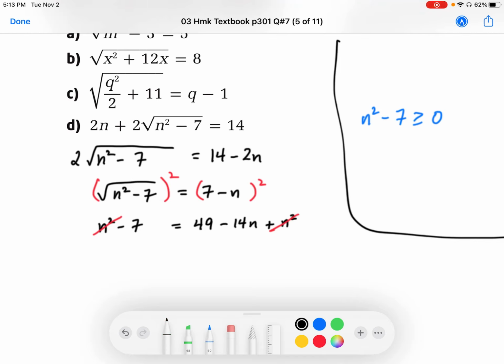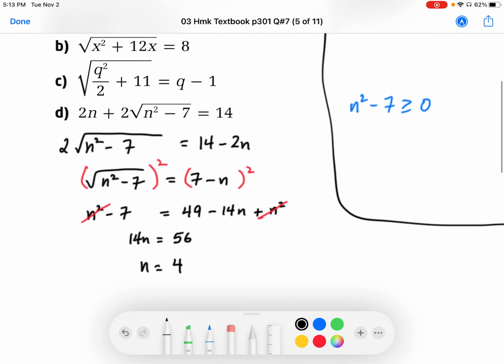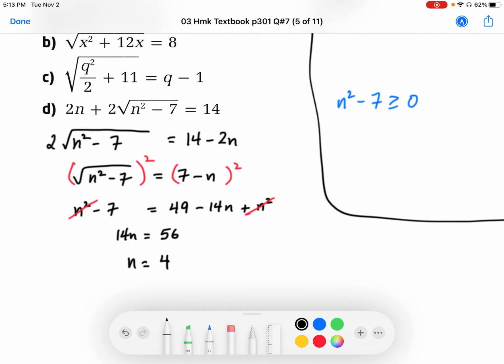So we're left with, and we're just going to solve for n. I'm going to add 14n to both sides and add 7 to both sides to get 56. That plus 14n will get rid of the minus 14n, and the plus 7 gets rid of the minus 7 there. We end up with 14n equals 56. I divide both sides by 14, and that looks like n is equal to 4. Okay, so I have a solution for n.